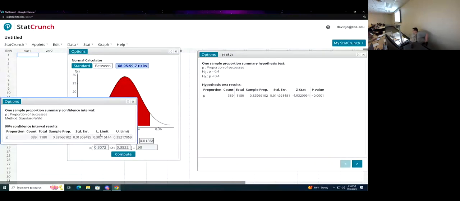So the confidence interval is telling us what the boundaries are on the normal calculator, because we're saying it follows a normal distribution, so we're using a normal distribution. Look at it. 0.30715 rounds to 0.3072. 0.35217 rounds to 0.3522. So the confidence interval is doing all the normal calculator work for you.